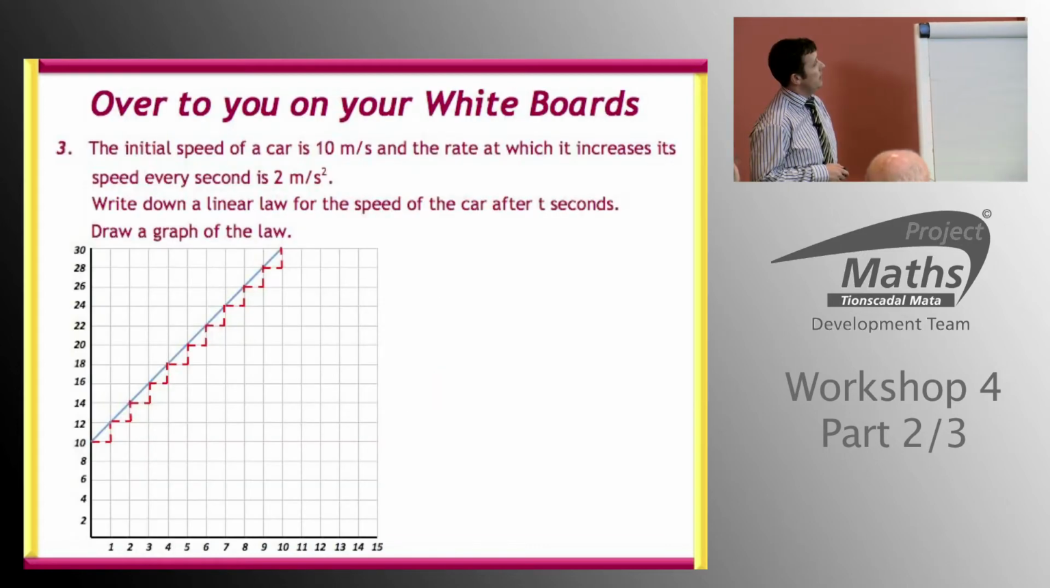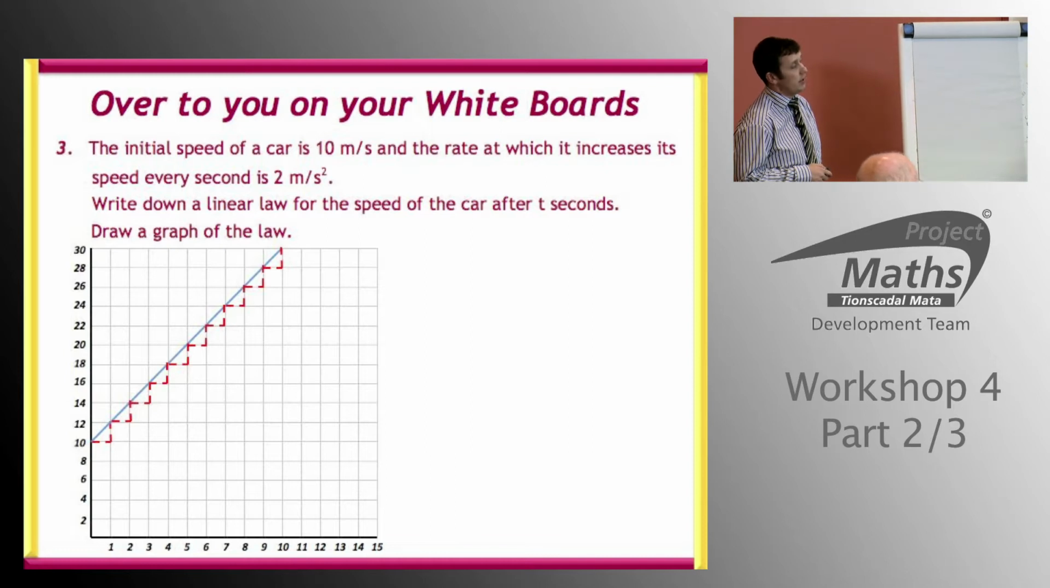Right, well, is that speed equals 10 plus 2 times the number of seconds? Everybody happy with that? So now, v is equal to 10 plus 2t, or v is equal to 2t plus 10, whatever way you want to look at it. How will that transpire onto the graph?